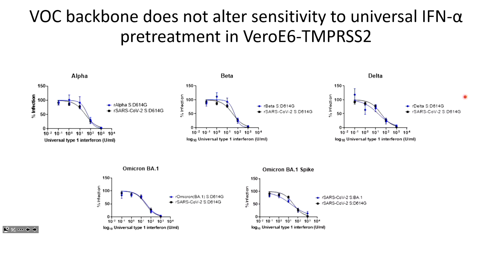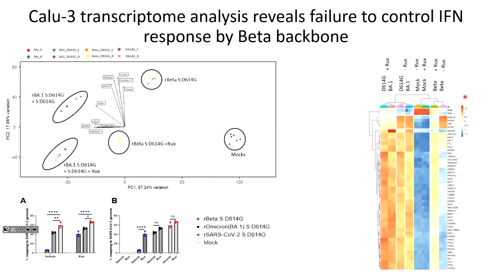So we then decided, okay, well, we don't really know where this is going. We thought it was the interferon response. Let's look a bit deeper. So we then looked at the transcriptome of Calu-3 cells infected with Beta, BA.1, and the recombinant wild type.